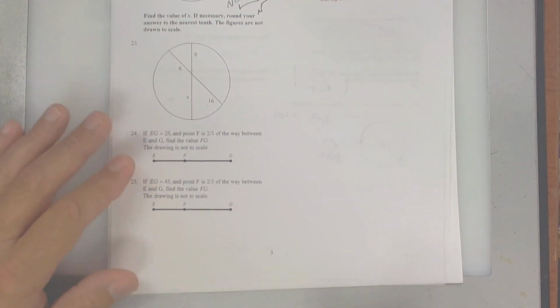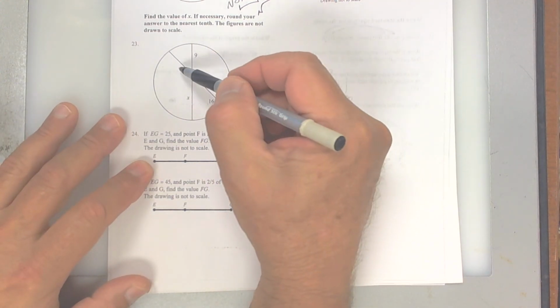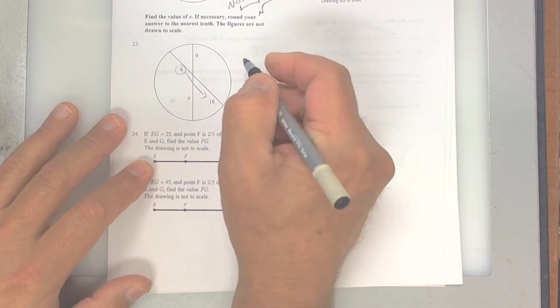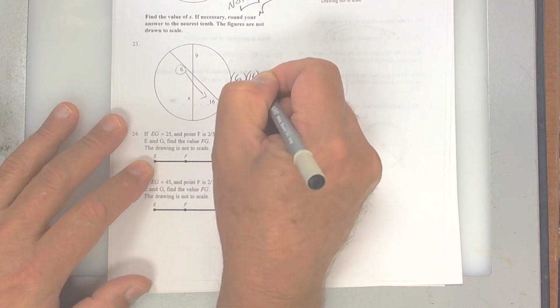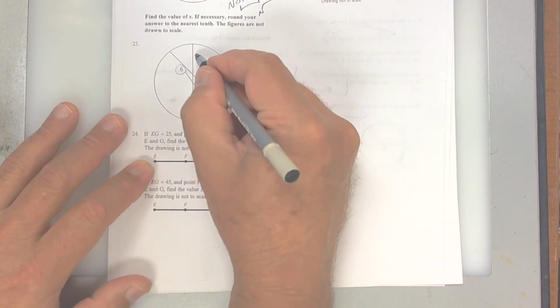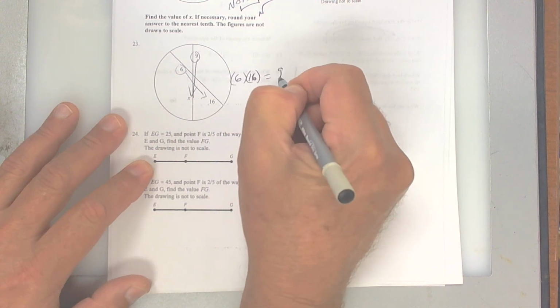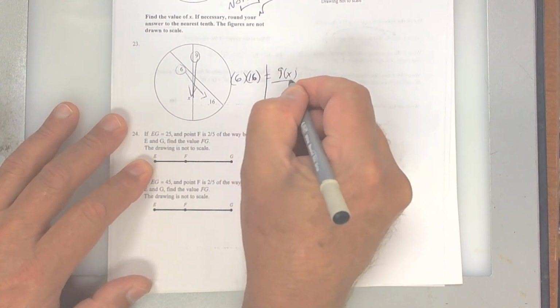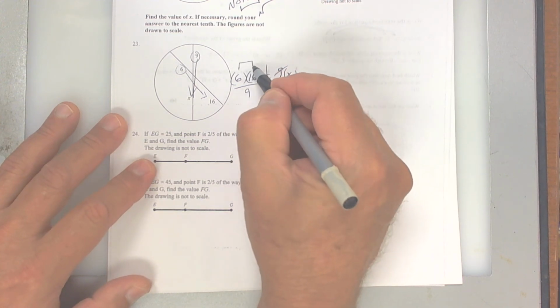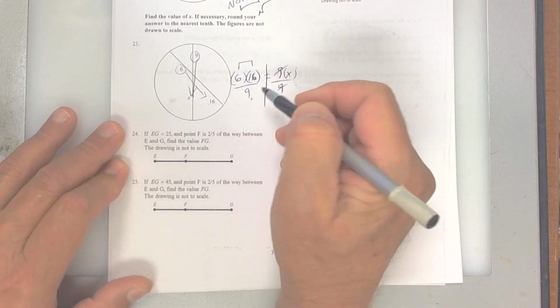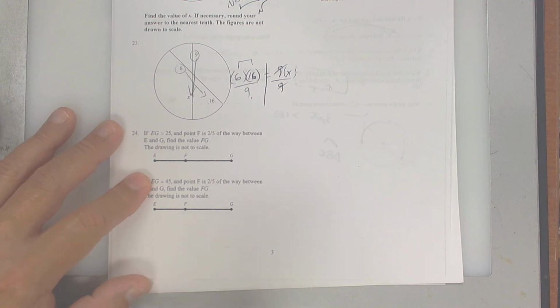All right, this one right here, these are segments. So it's going to be this times this, so 6 times 16 equals 9 times x. All you're going to do is divide by 9. So get your calculator: 6 times 16 divided by 9. Check your answer, and you're done.